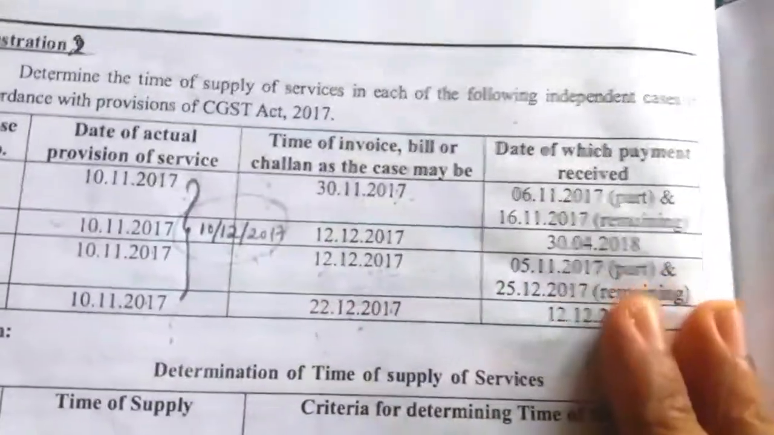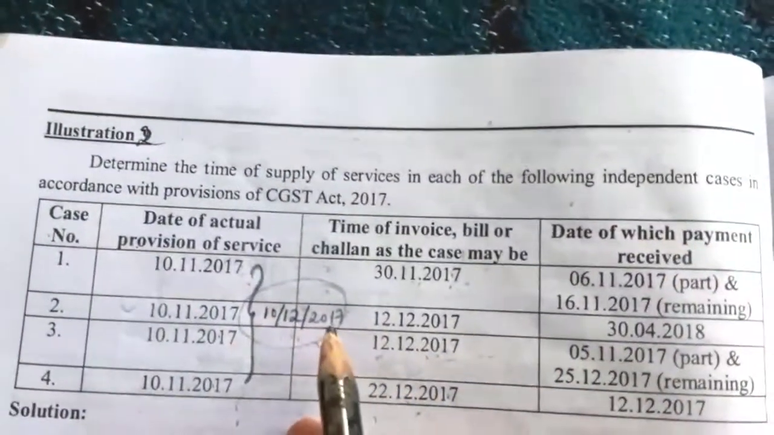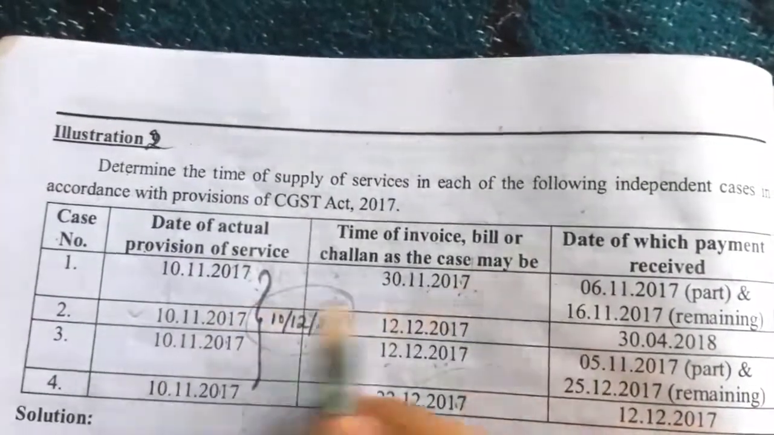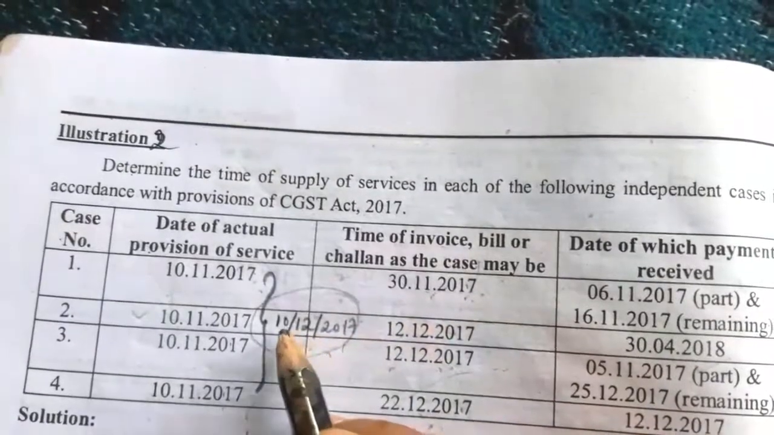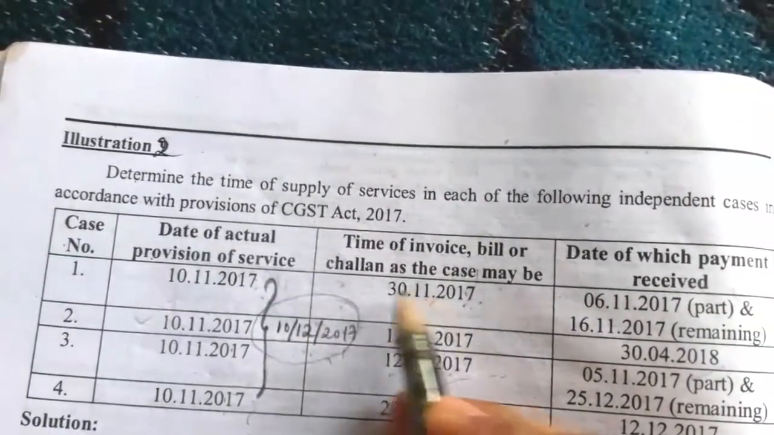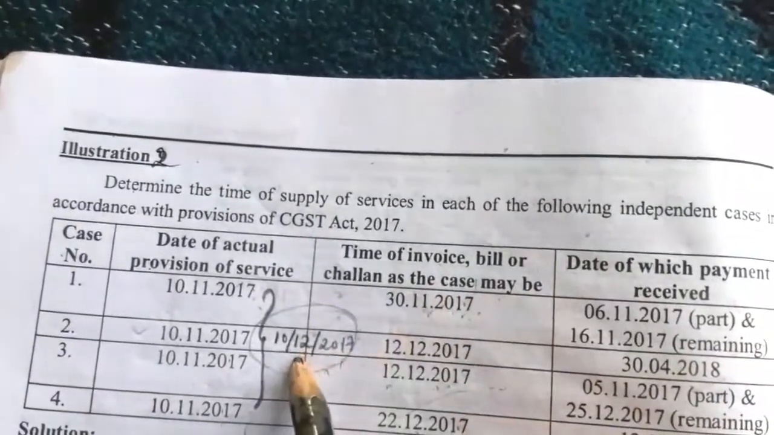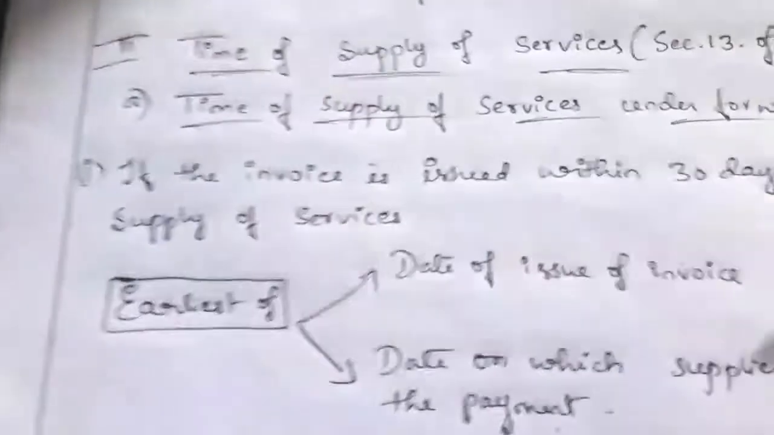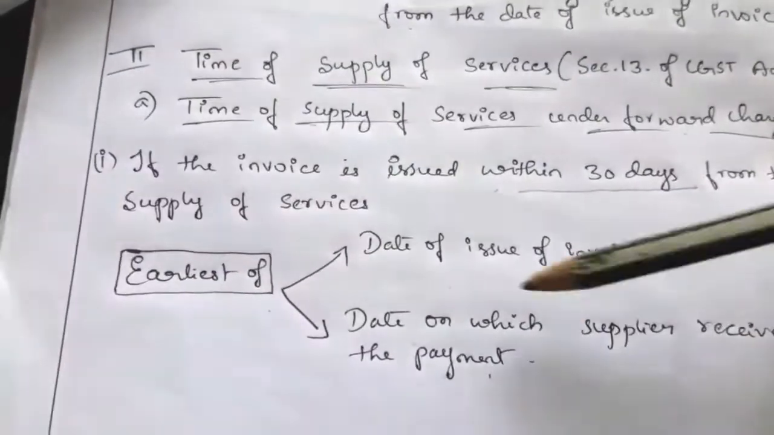So now for the first illustration, the first case is issued within the 30 days. So within 30 days means within 10/12/2017. So this date 30th/11/2017 is within the 10/12/2017. So we have to apply the rule: earliest of the date of issue of invoice or payment, whichever is earlier.